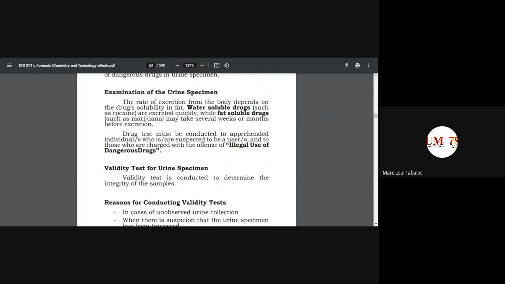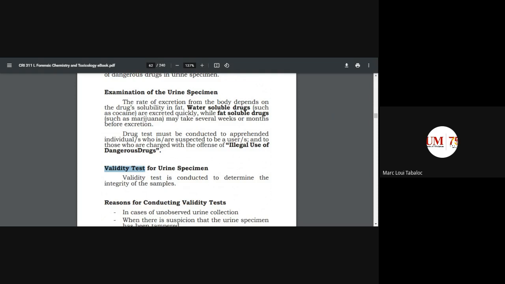And of course, after the last test, of course, 'di ba, may screening and then merong confirmatory test. There's still a need for the final phase, of course, part pa rin ng second phase, which is validity test.